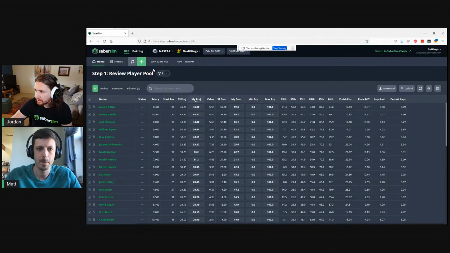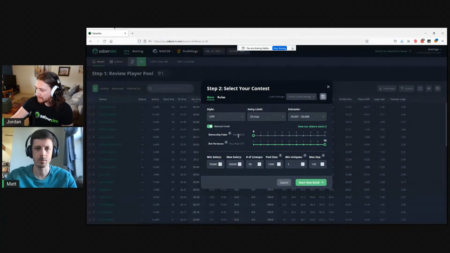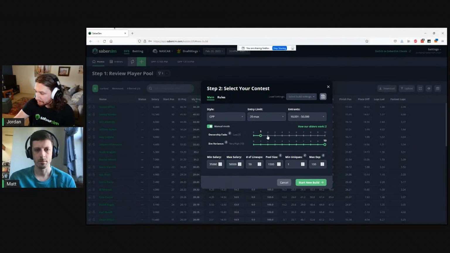Yeah, that's a really good point. I think on that, it's worth talking briefly about the ownership fade slider, and maybe you can give a quick background on what this actually does. And for NASCAR, would you recommend bumping this up a little bit, or on a specific contest type?